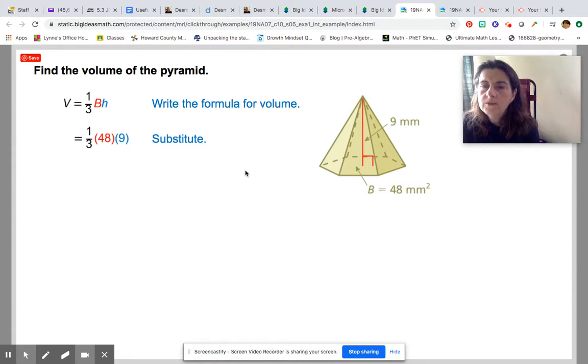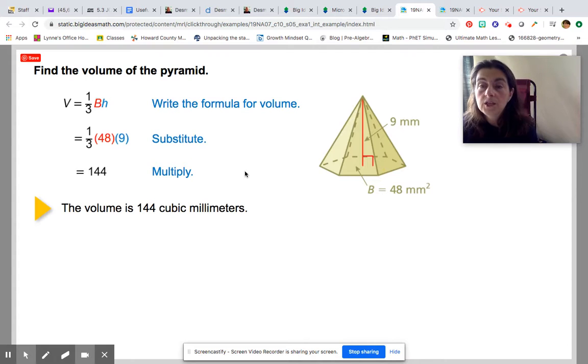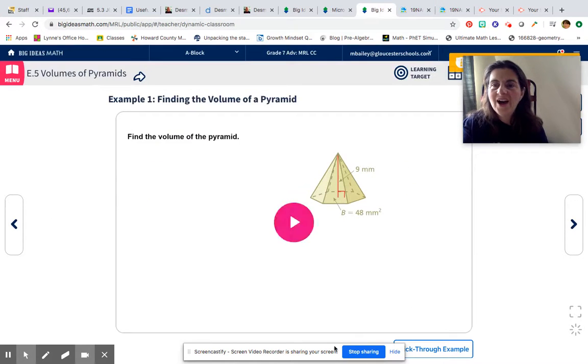You might want to multiply 48 times 9 first, because when you do the 1/3 first in your calculator, it makes a repeating decimal, which is not completely accurate all the time. The answer is 144. The units is cubic millimeters. Volume is measured in cubes, in this case that are 1 millimeter by 1 millimeter by 1 millimeter. Distance is measured in just regular units, area is measured in square units, and volume is always measured in cubic units.